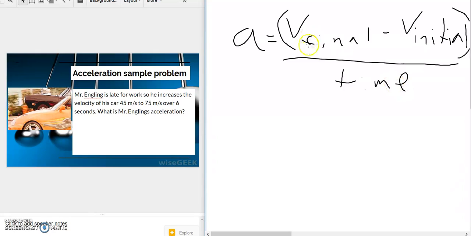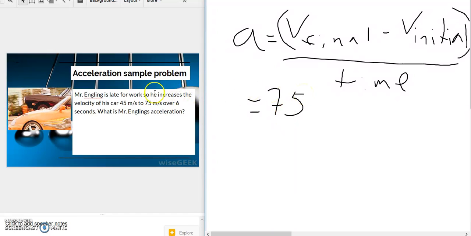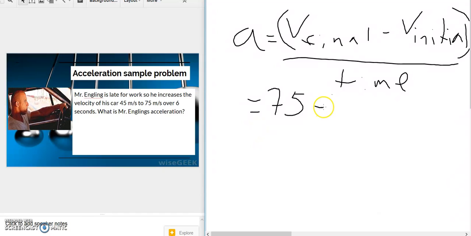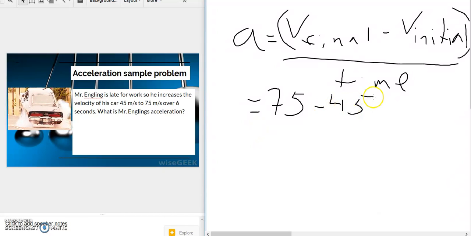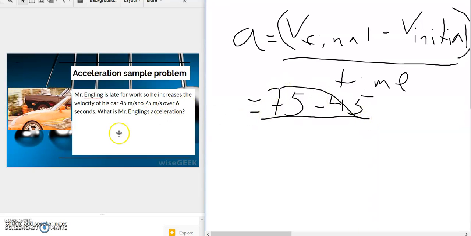Alright, let's give this a shot. So, A is going to be equal to, do we have the final? Yeah, we do. See here, since it says 75 meters a second, that's our final velocity. So that's 75. If the sentence says increases the velocity of his car from 45 to, so 45 there, that's our initial. So initial goes on this side. Okay, and we divide it by time. Do we have the time? Yeah, it says over 6 seconds.